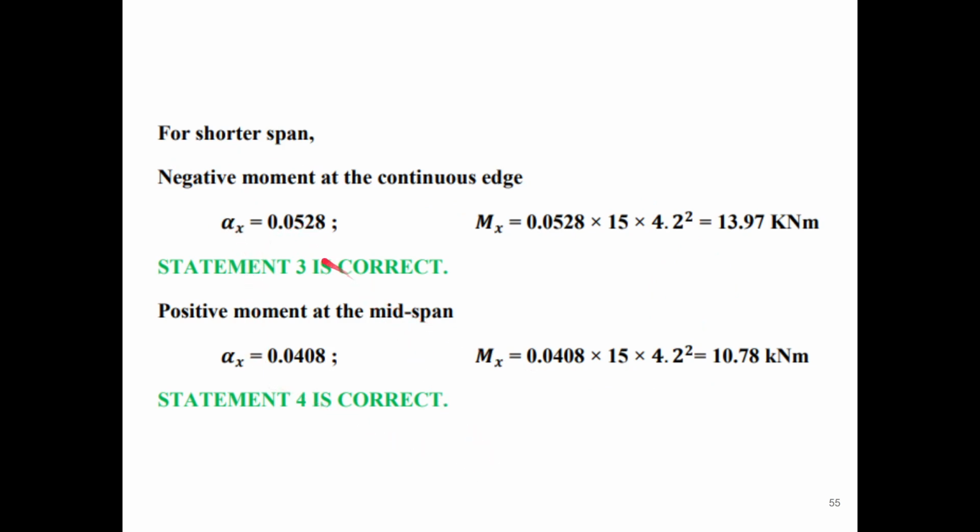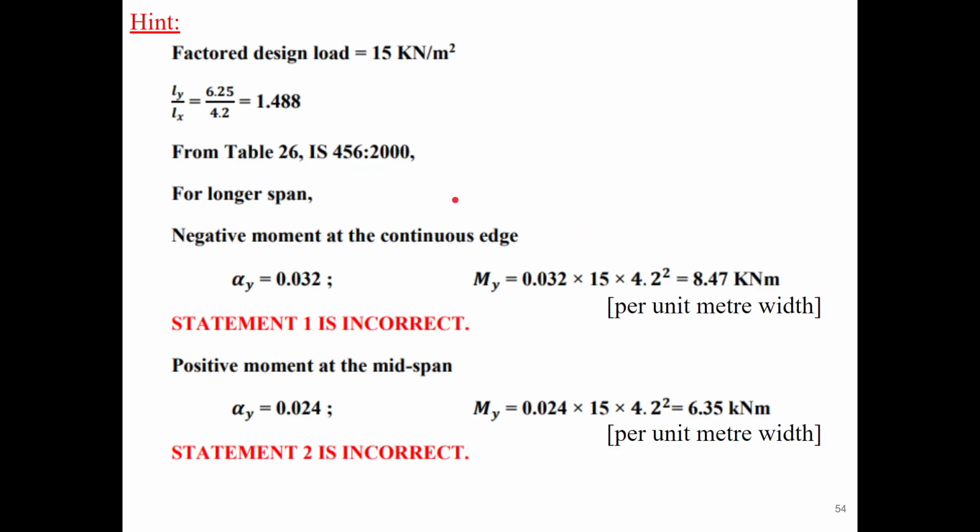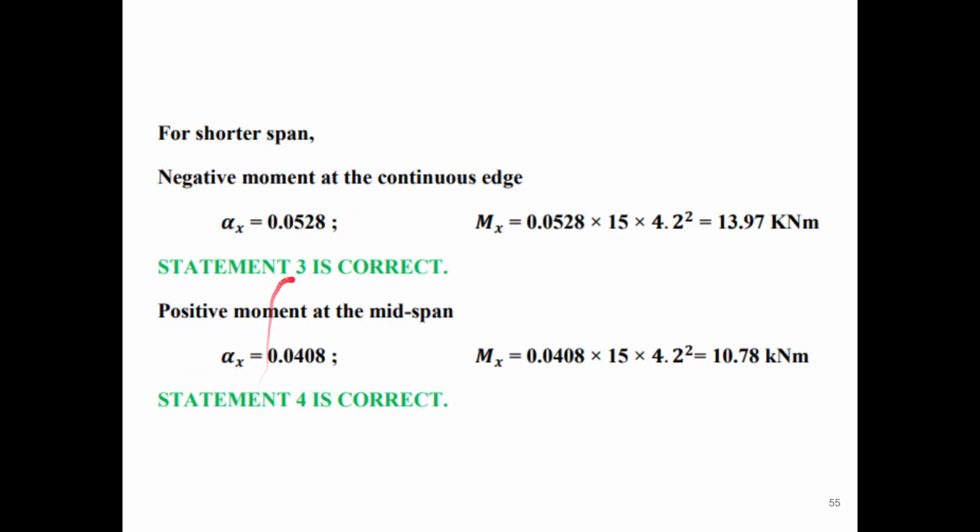Negative moment at the... okay, so I think this will be alpha y only. Only the values of the negative moment and positive moment will change, and similarly this will be my only, because it is the longer span. So it is right only. I took it mistakenly, so it will not be mx. Both will be my and alpha y, only the values will change. For shorter span, both will be alpha x and mx. So I hope it is corrected.